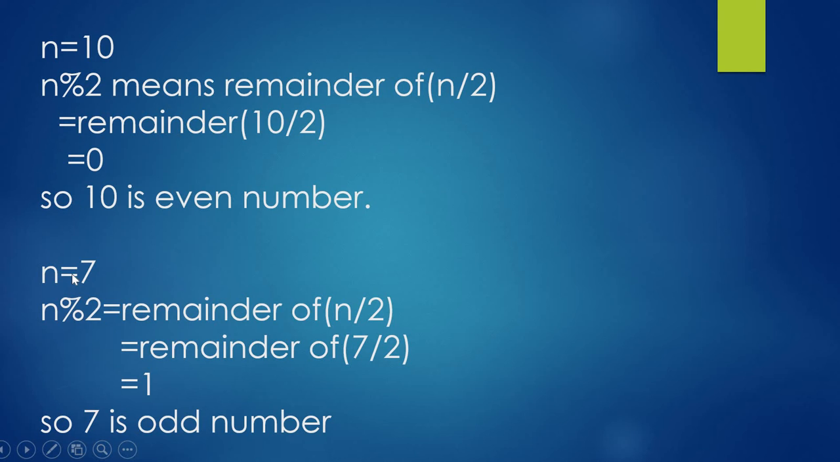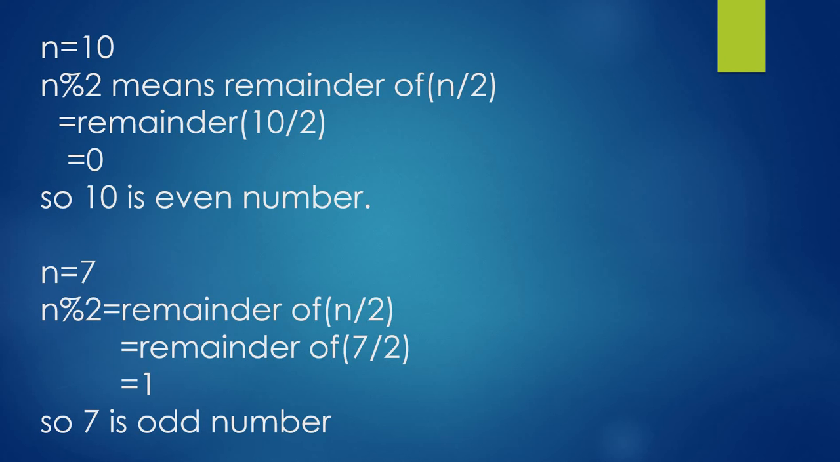Suppose n is equal to 7. Then n mod 2 means the remainder of n divided by 2. Then 7 mod 2 means the remainder of 7 divided by 2. What is the remainder of 7 divided by 2? 1. That remainder is not equal to 0. So that number is an odd number. Like that, we can find out whether a number is odd or even.